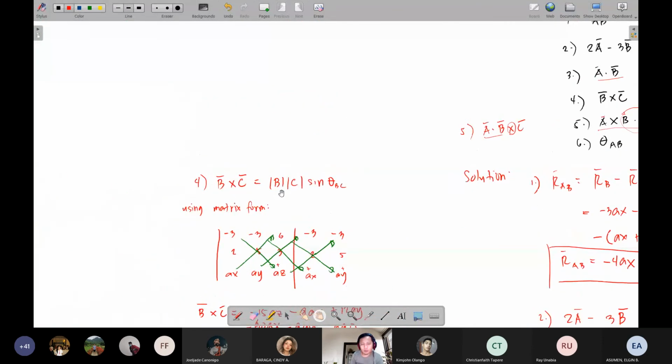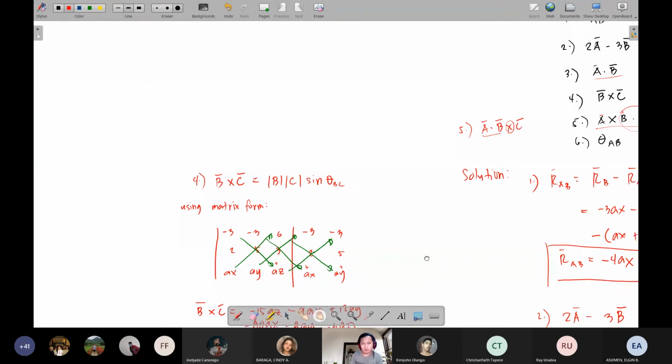Recall also, di ba, ang cross product, magnitude sa first vector times magnitude sa second vector, sine of the angle between them. Okay? So, puros na yung angle.